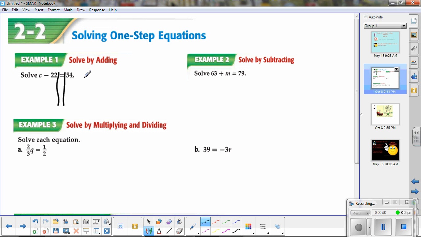When solving an equation, the one thing that you always have to do is keep the two sides equal. Whatever you do to one side, you're going to do to the other side. Right now, if we want to get c by itself, we have to get rid of this minus 22, or the negative 22. We do that by adding 22, because c minus 22 plus 22 ends up being just c, because the negative 22 and the positive 22 cancel and become 0. And if I add 22 on that side, I have to add 22 on the other side as well to keep it equal.